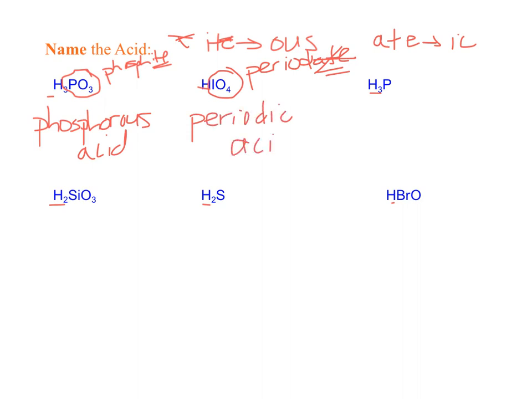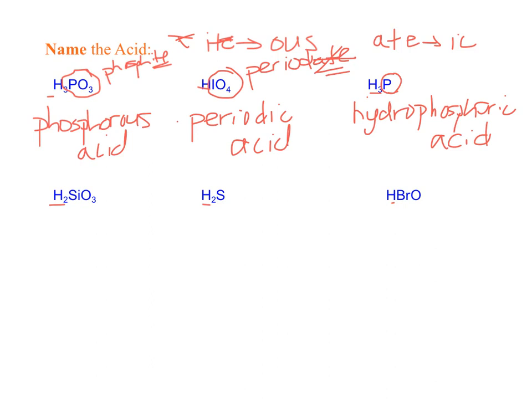So it's technically periodic acid, but if people were reading it quickly, they might see periodic acid. Okay, we have H3P. Notice that there's not a polyatomic, there's not a group, and so we are going to say hydro. That's phosphorus. We're going to change it to phosphoric, hydrophosphoric acid.